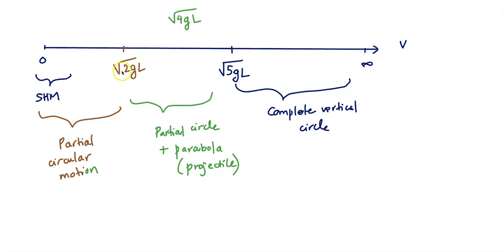For a speed between square root of 2gl and square root of 5gl, it's partially going to complete the circle, but then the string is going to slacken off. And then it's going to be in free fall, like a projectile, and execute parabolic motion. And for any speed greater than square root of 5gl, it is going to complete the entire circle.